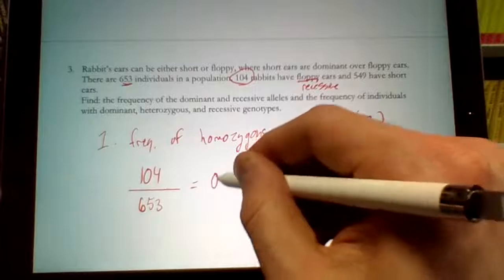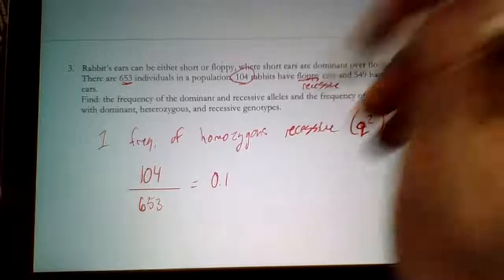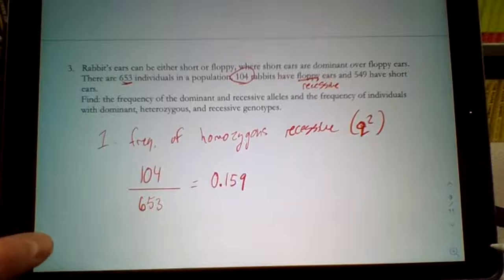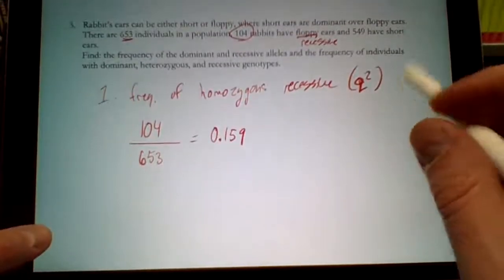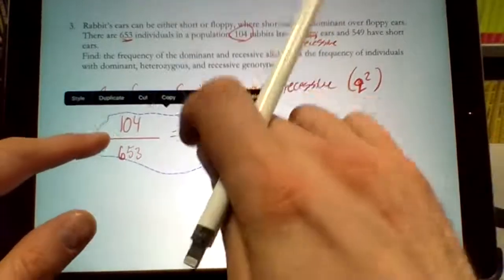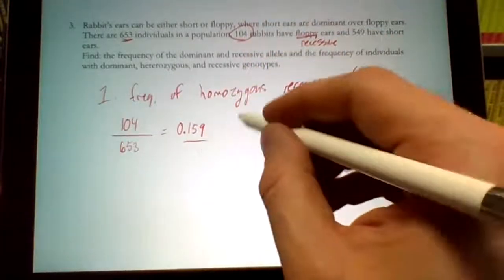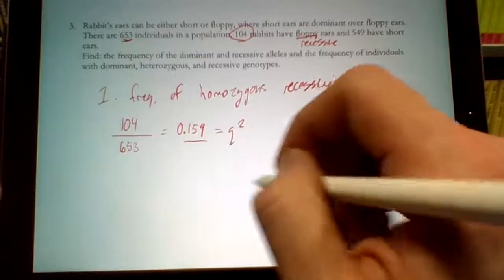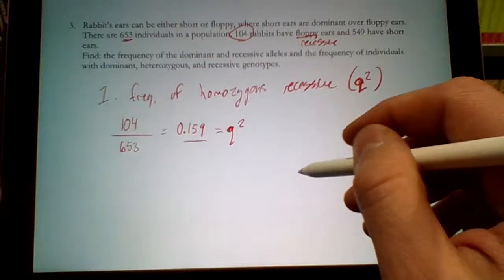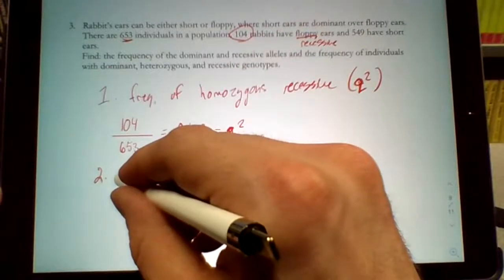So that's 0.159. Looks like I'm going to go with 3 significant figures here. We're not big on sig figs in our bio class yet, but it is certainly something you'll need to worry about in a university level bio class. Okay, so this is our q squared value, the frequency of the recessive phenotype.